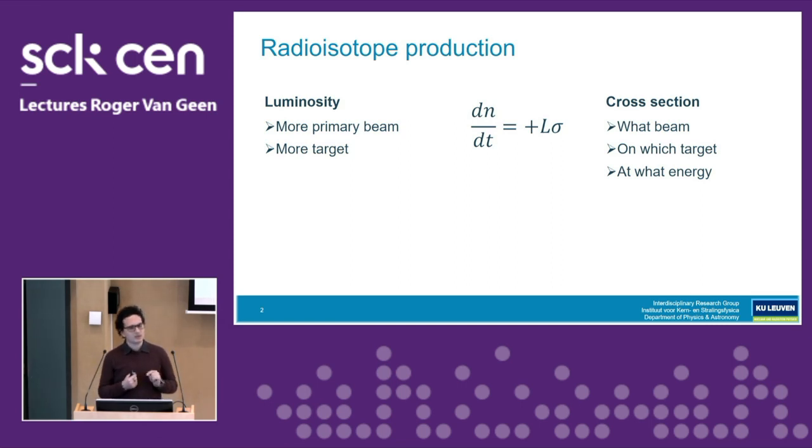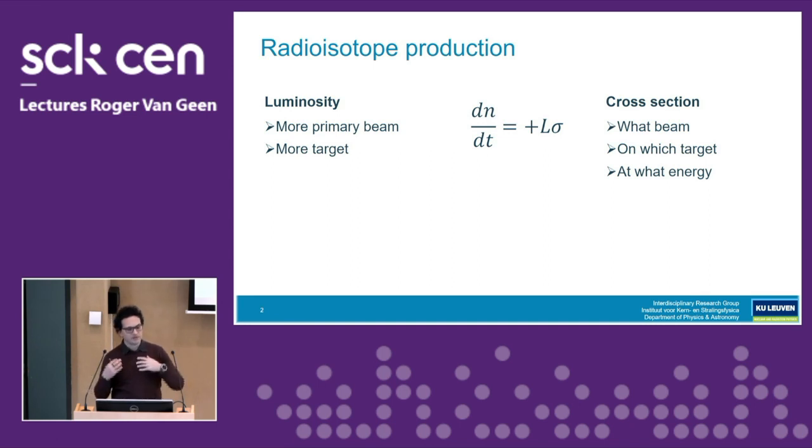And last time it was about just the pure production of the radioisotopes, so not the production of a beam of those isotopes. And we said there that the two key ingredients were the luminosity on the one side and the cross-section on the other side, and then that your production rate was simply the multiplication of those two together. So the cross-section determines what beam you work with, on which target you shoot it, and at which energy you shoot that beam. And that determines basically your cross-section, so how much you can produce.